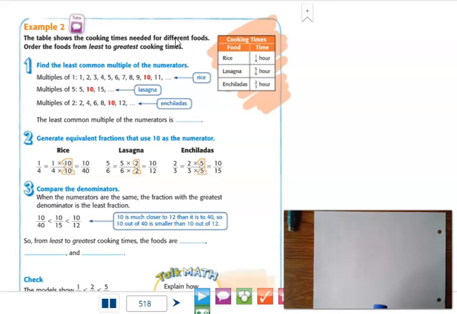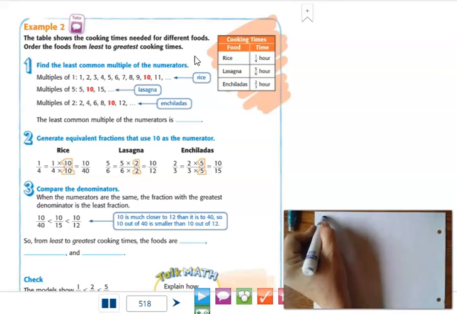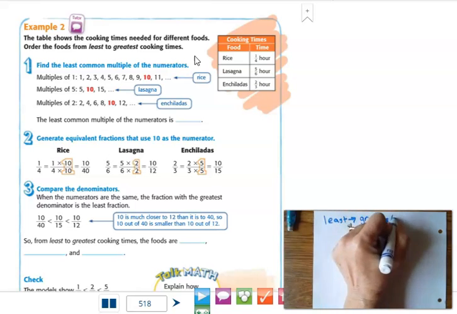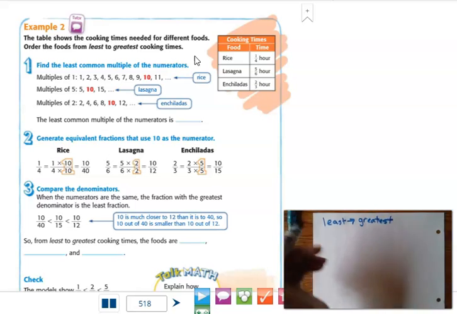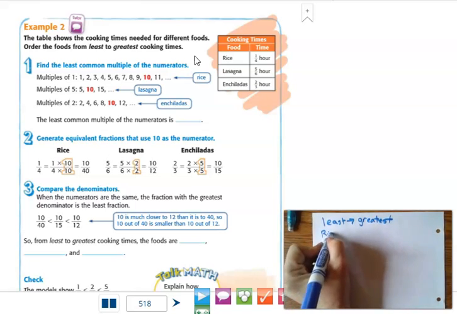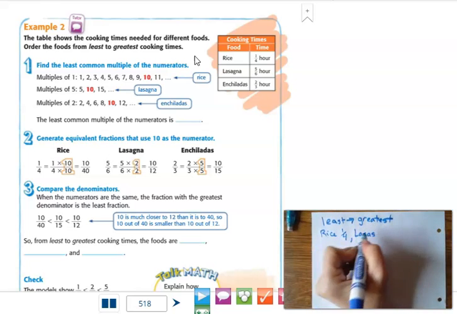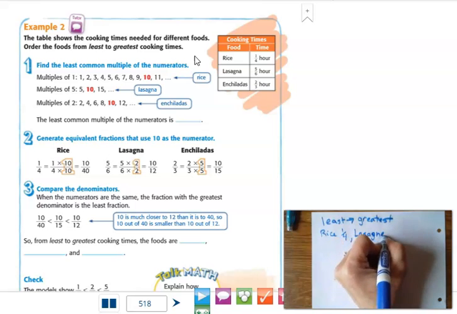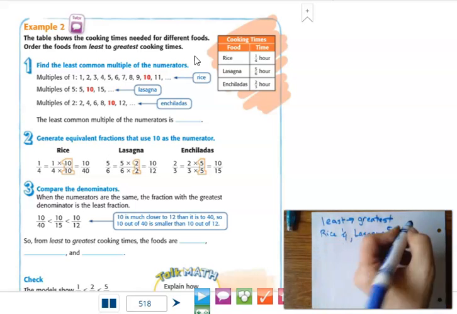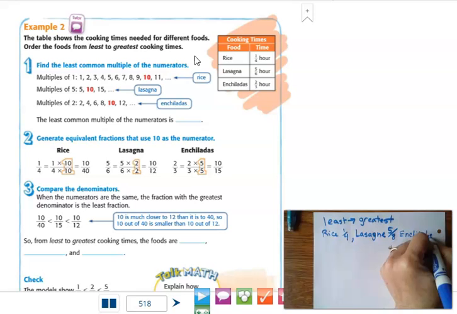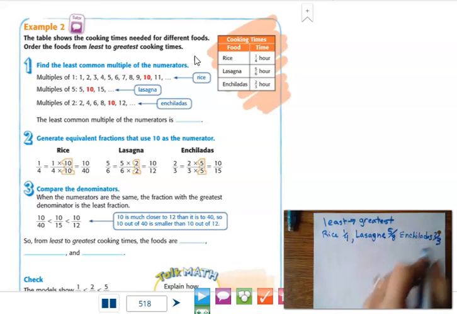Okay, the table shows the cooking times needed for different foods. Order the foods from least to greatest cooking times. So the thing that I have to remember is least to greatest. And I'm going to use the table. It says rice is half an hour, or quarter hour, sorry. Rice is a quarter. Lasagna, ooh, I love lasagna. There we go. 5/8. And enchiladas, these are good too. Oh, it's making me hungry. Is 2/3. So those are the ones I have to put in order from least to greatest.